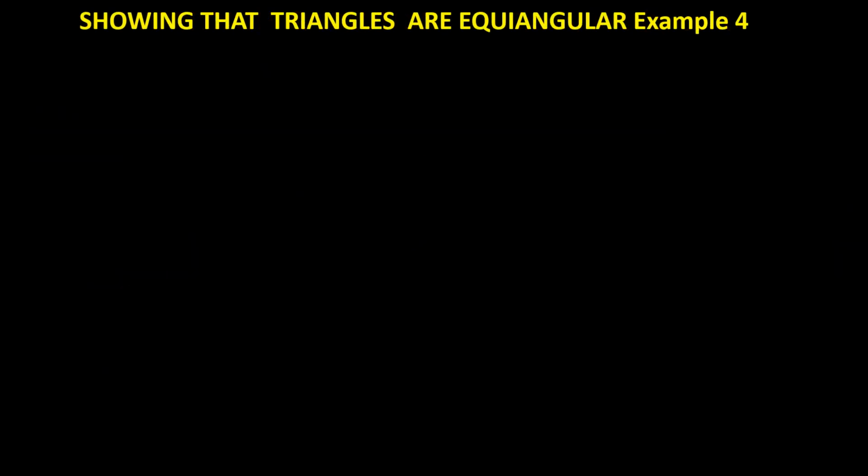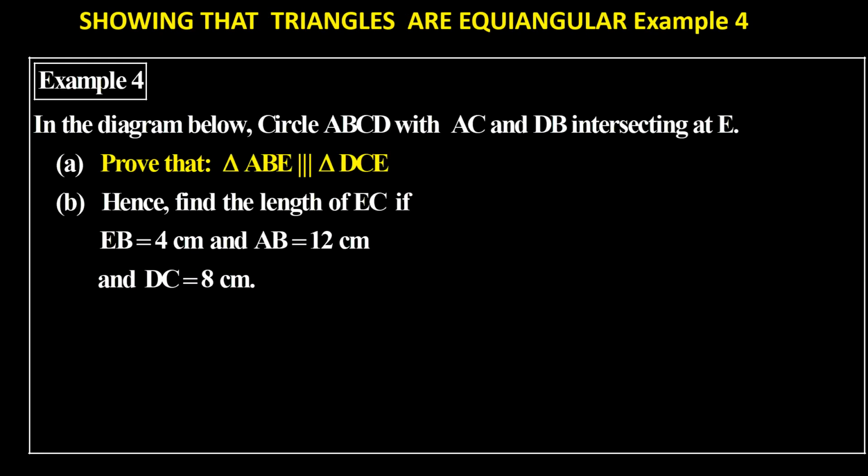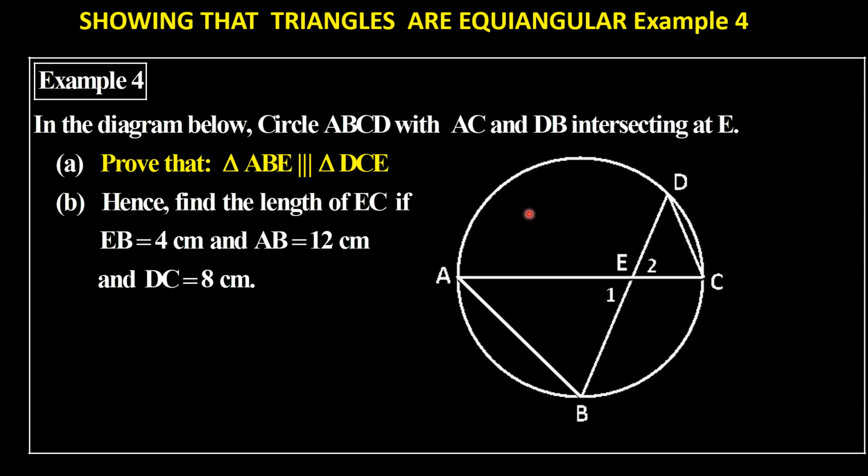Now here's an example for you to try. Let's look at this here. We've got a circle ABCD. Those are points on the circumference of the circle. And AC and DB intersect at E. And we've labeled E1 and E2 there. We must prove that these two triangles are similar, and then we have to calculate the length of EC based on the given measurements there.